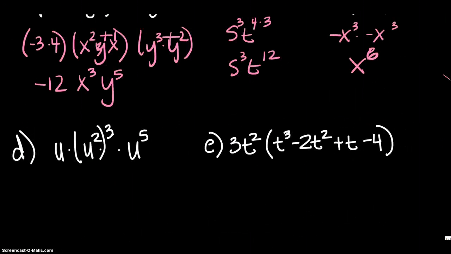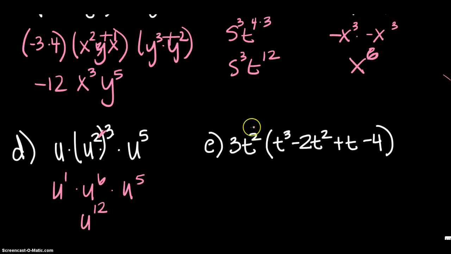All right, so more examples. Okay, this u stays u times those multiply, right? U to the 6th times u to the 5th. Okay, so this is invisible 1. 1 plus 6 plus 5, right, gives us u to the 12th power.